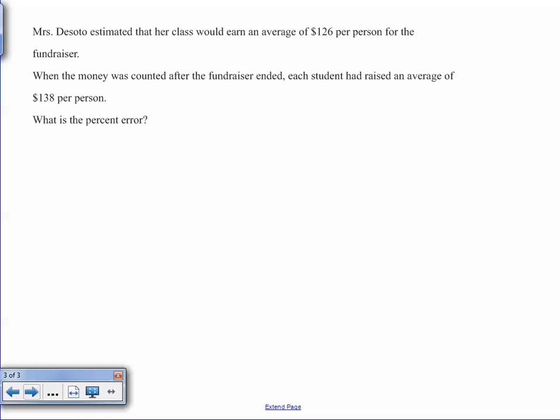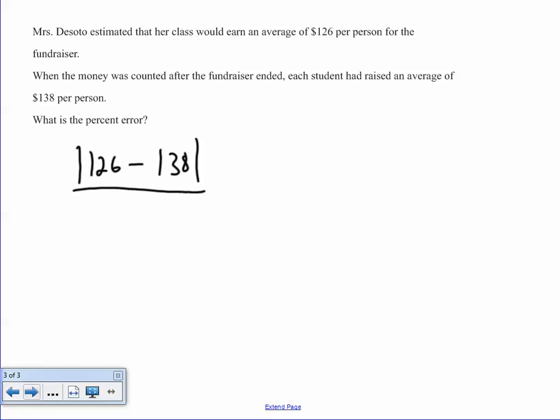This one says, Mrs. Desto estimated that her class would earn an average of $126 per person for the fundraiser. When the money was counted after the fundraiser ended, each student had raised an average of $138 per person. What is the percent error? Well, what you have to worry about is your measured or estimated value, which was 126, minus the actual, which came out to be 138, divided by the actual, which is 138. So with the percent error, you do 126 minus 138, and then I divide that by 138.